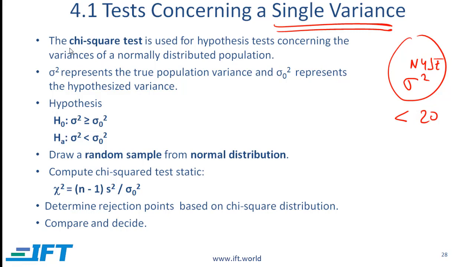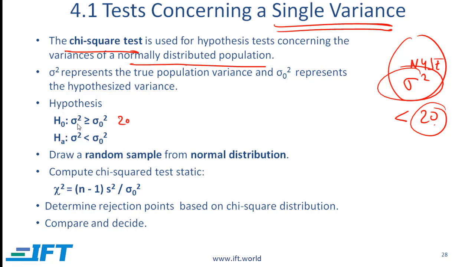The larger principle is that we'll use the chi-square test. The chi-square test is used for hypothesis tests concerning the variance of a normally distributed population. Again, note that the population has to be normally distributed for us to use this test. Sigma squared represents the true population variance, and sigma naught squared represents the hypothesized variance, which in my example is 20. Here is the hypothesis that we will consider.